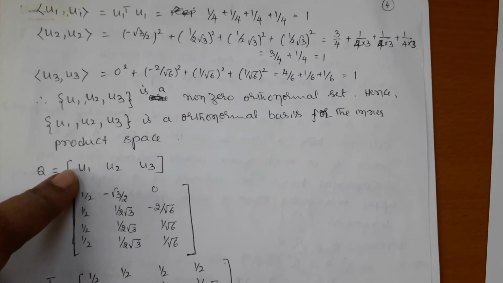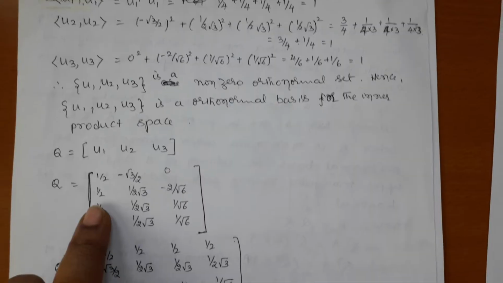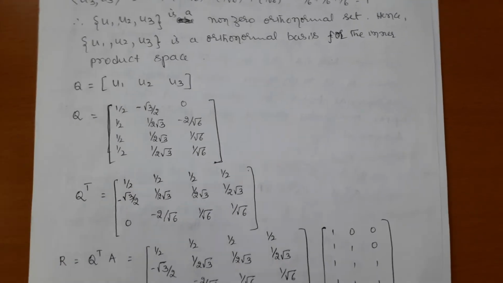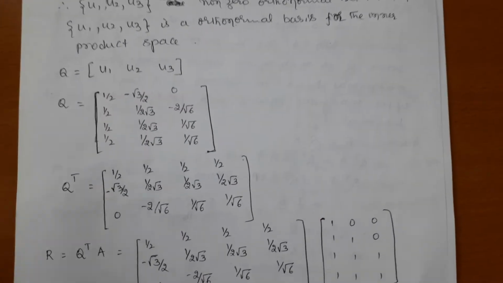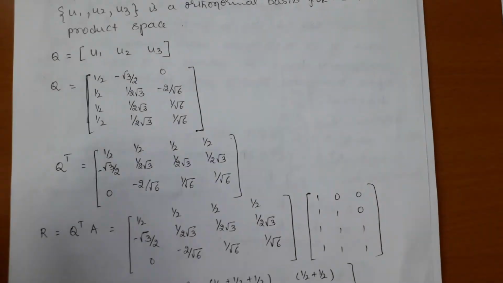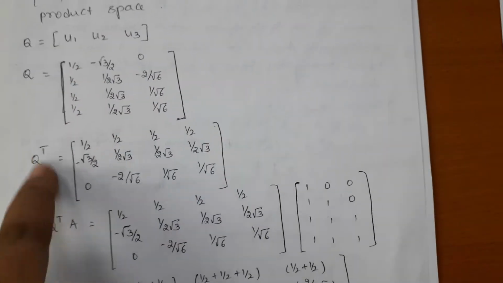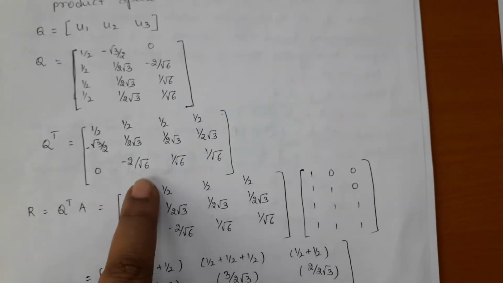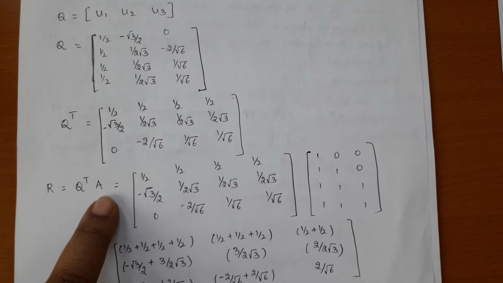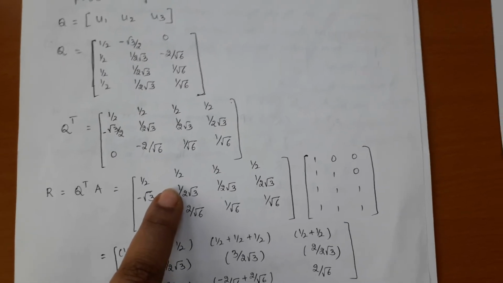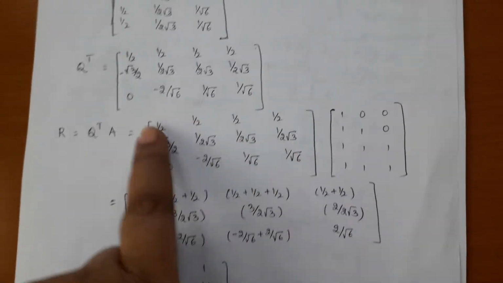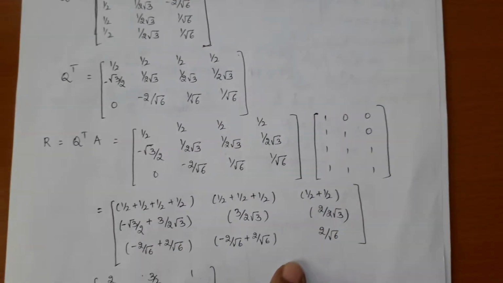U1 is the first column of Q because these are the orthonormal basis for A. We have taken the columns of A and found the orthonormal basis. Q is formed from the columns of the orthonormal basis of the columns of A. Substitute U1, U2, U3, and then take the transpose. Transpose means row into column. Then what is Q transpose into A? Write Q transpose, substitute the values given in the problem, and multiply row into column.